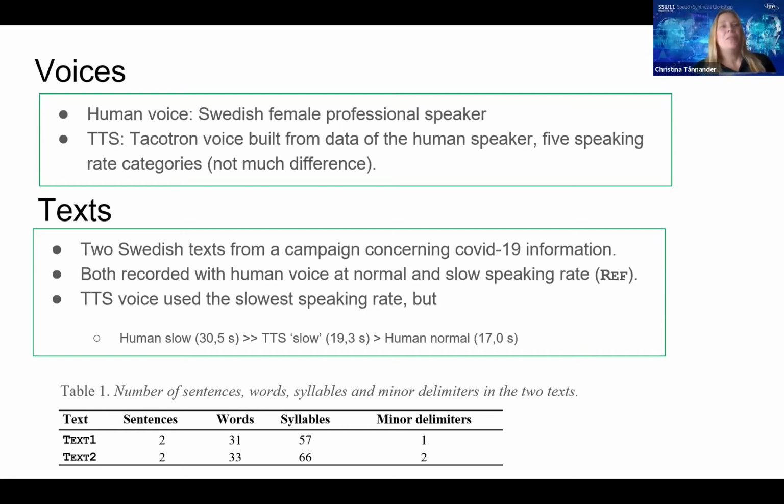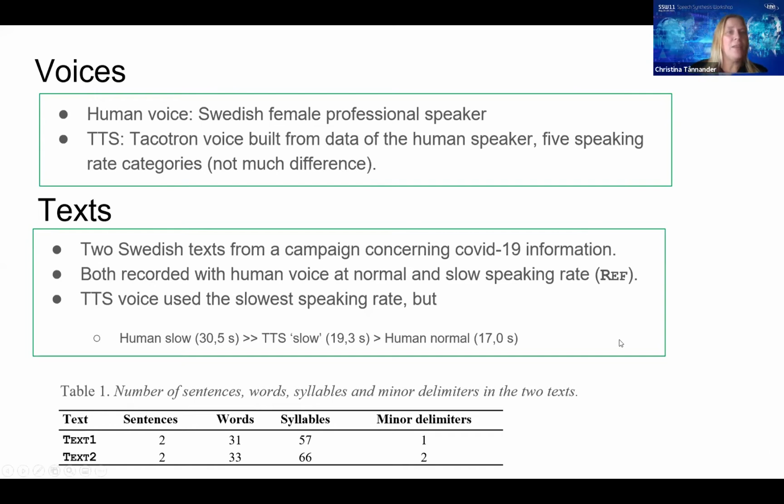Okay, so we used 2 Swedish texts from a campaign concerning COVID-19 information. And they were both recorded with a human voice at the normal speaking rate and at a slow speaking rate. And the recording with a slow speaking rate we use as a reference utterance. And as I said, we synthesized the synthetic data at the slow speaking rate. But as you can see, the human slow reading was about 30 seconds. The TTS slow reading was 19 seconds, and the human reading at the normal speaking rate was 17 seconds. So the slow TTS was closer to the human normal reading.